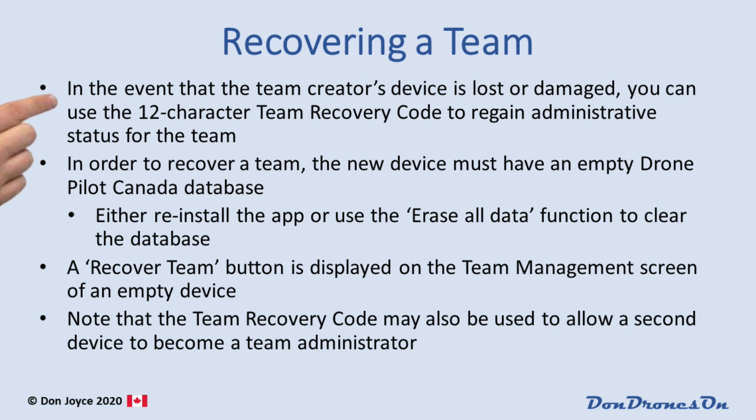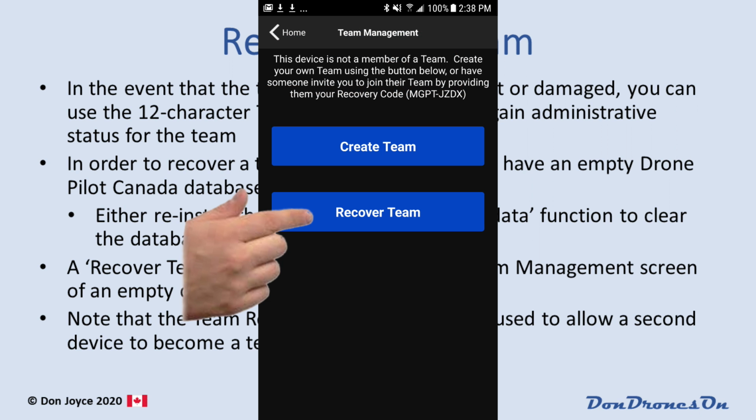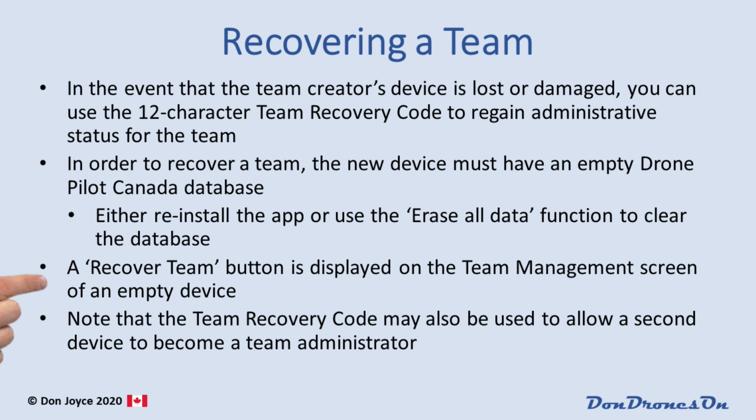In the event that the team creator's device is lost or damaged or stolen or whatever, you can use the 12-character team recovery code that you carefully wrote down to regain administrative status for the team. In order to recover a team, the new device, assuming you got a new device, must have an empty Drone Pilot Canada database. So either just do it immediately upon reinstalling the app, or you can use that erase all data function to clear the database. And on an empty database, a recover team button, as you can see here, is displayed on the team management screen. It's only there if your device is empty.